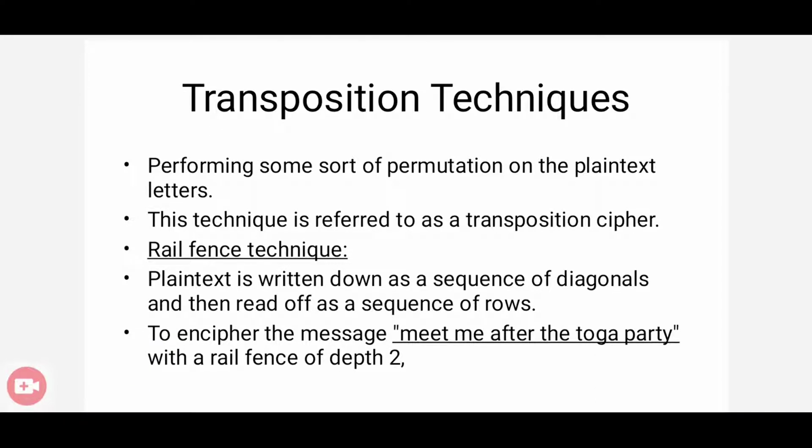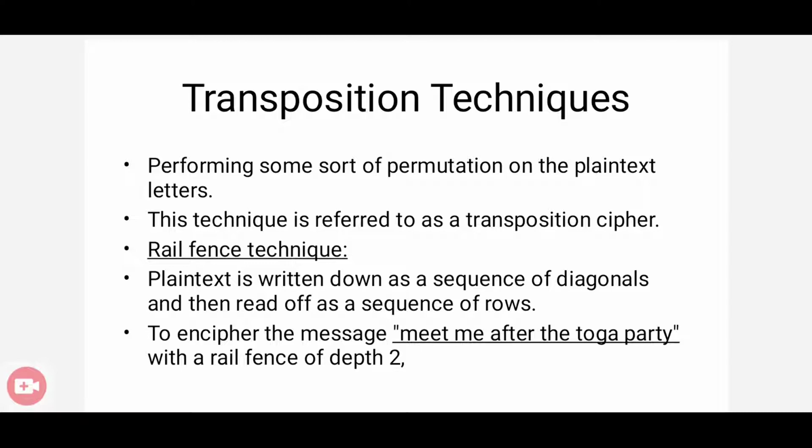And the next cryptographic method is the transposition technique. Actually, substitution technique is the replacement of one plain text letter by another letter. That is substitution, replacement is there. But in the case of transposition technique, we are using some permutation mechanism. What is a permutation mechanism? It is something like rearranging of letters. So here some sort of permutation is performed.